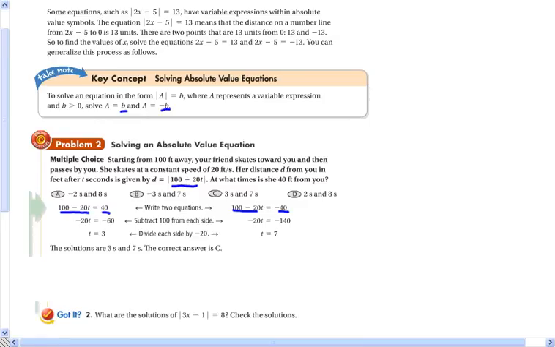Now, we're just going to solve both these equations. In both of them, we're going to subtract 100 from each side. When we do that, we end up with negative 20t equals negative 60. And then we're going to divide both sides by negative 20 to get 3. Over here, we're going to subtract 100 again from both sides. And we end up with negative 20t equals negative 140. Divide both sides by negative 20.